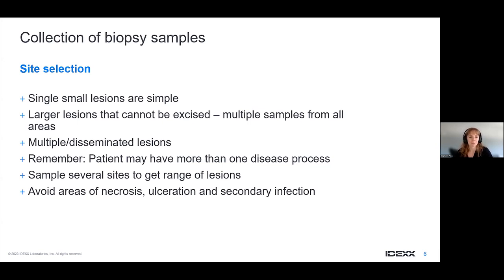But if we see, for example, you have several skin masses, if we see biopsies or samples of quite a few of them, then we can make a bit of a rounder interpretation. And just something to keep in mind, obviously a patient may have more than one disease process as well. As I mentioned already very quickly, if you can, it's very advisable to avoid any areas of necrosis, secondary infection and ulceration, because that will obviously pretty much affect what we see on histology.